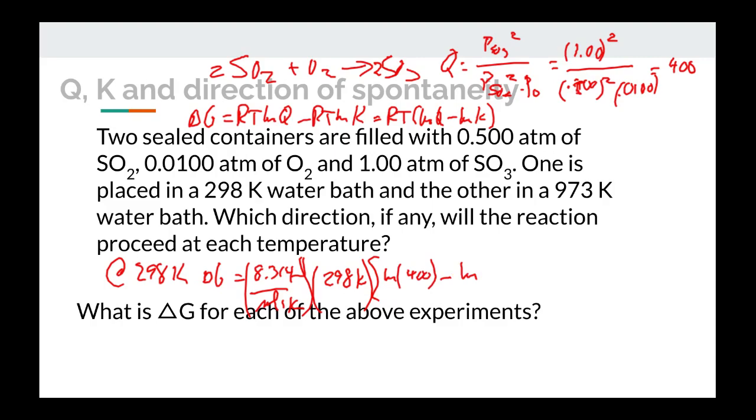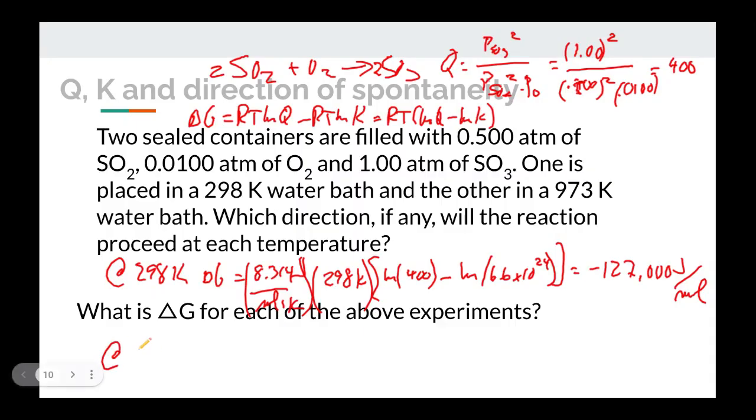Remember, we just calculated that K at 298 kelvins was 6.6 times 10 to the 24th. And so when we calculate this all out, we get negative 127,000 joules per mole, or negative 127 kilojoules per mole. Let's do the same calculation at 973 kelvins.